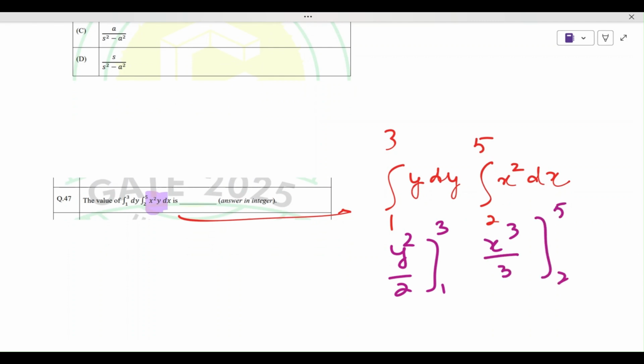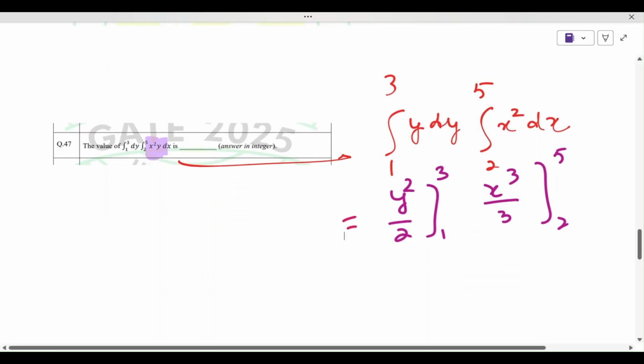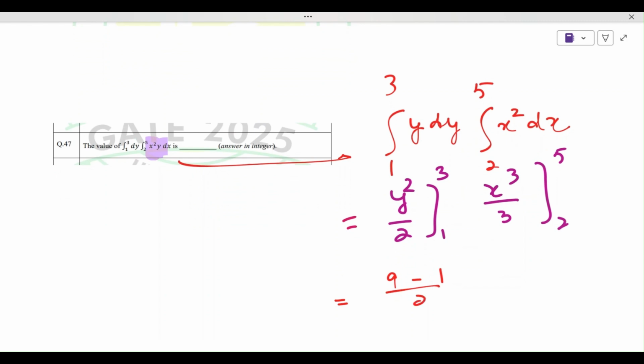These are the limits. So now we can write it as y square, first upper limit is 3, 3 square is 9, lower limit is 1, 1 square is 1, divide by 2. Similarly, in the second part, x cube. So first we are going to put 5. 5 cube is 125. Upper limit minus lower limit. Lower limit is 2. 2 cube is 8, by 3.